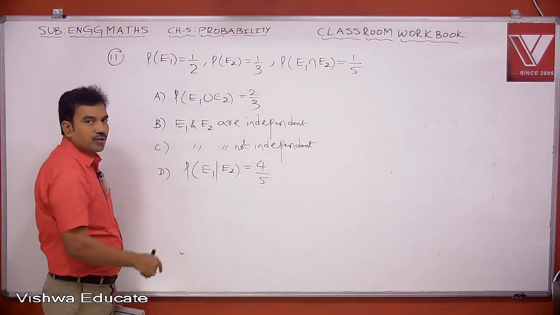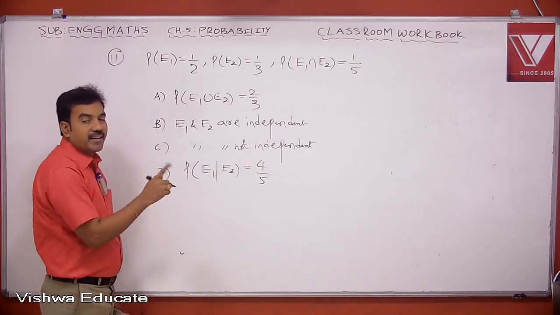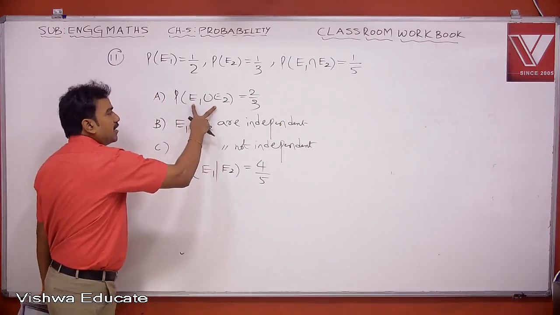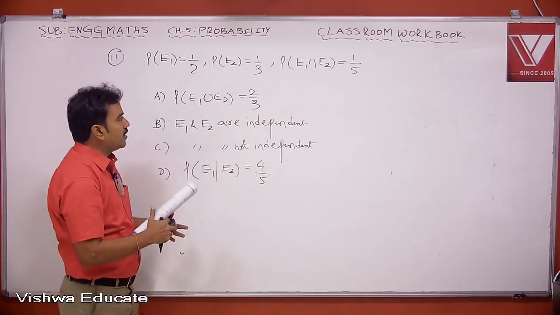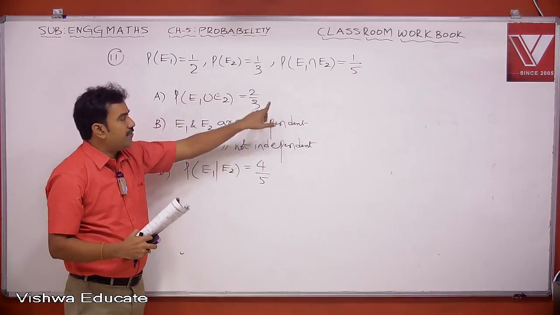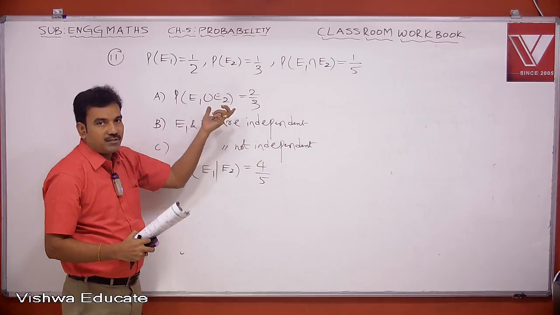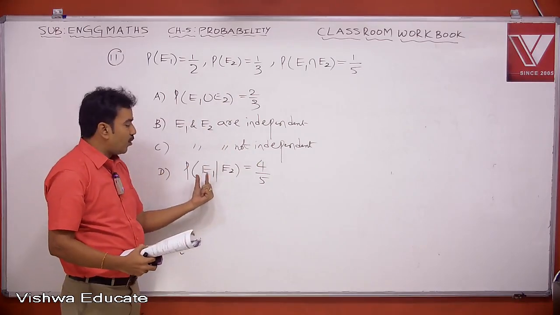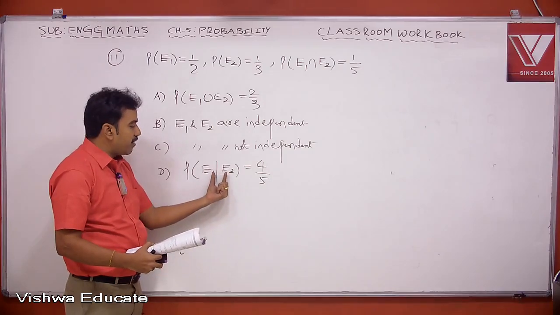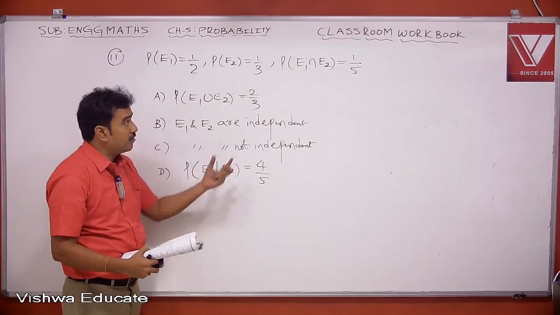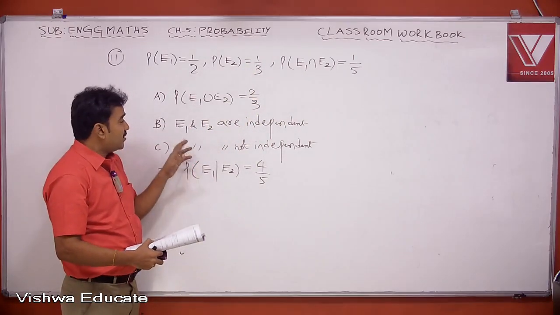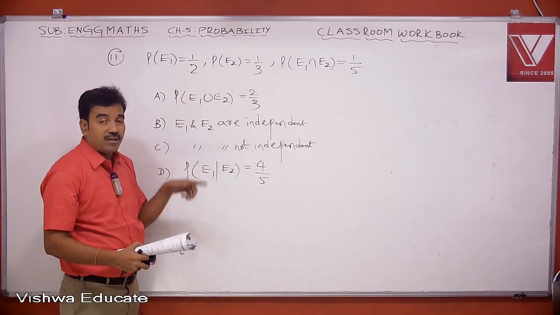See, out of these 4 statements, checking whether the events are independent or not is very simple for me. Even I can get this also. P of E1 union E2 I can find. P of E1 union E2 is P of E1 plus P of E2 minus P of E1 intersection E2. If I get 2 by 3, this will be right. Otherwise, this will be wrong. Even I can find P of E1 given E2, which is P of E1 intersection E2 divided by P of E2. P of E1 intersection E2 is given, P of E2 is given. But checking whether the events are independent or not is very simple.